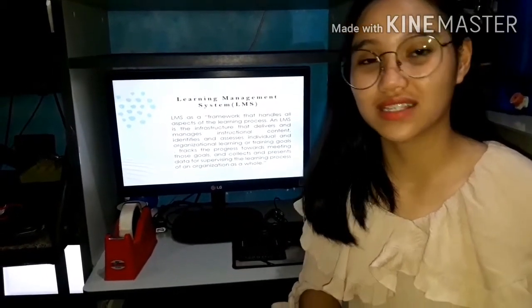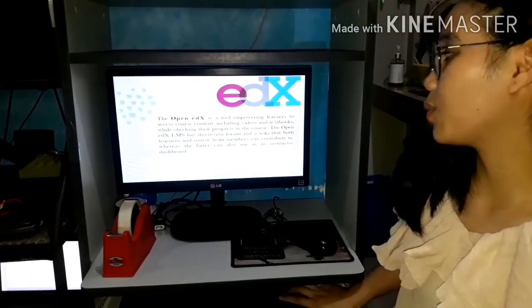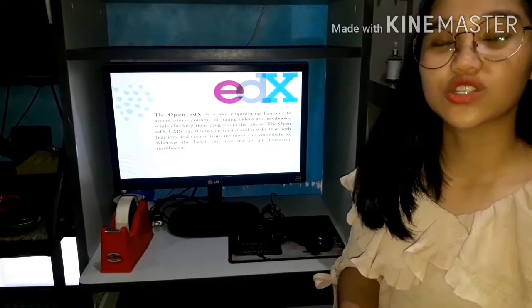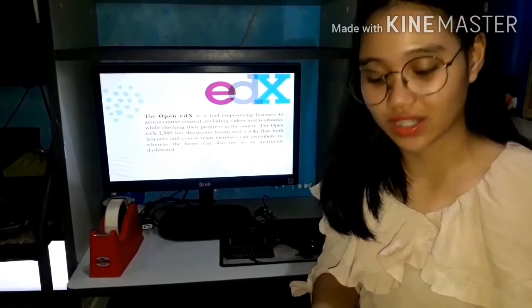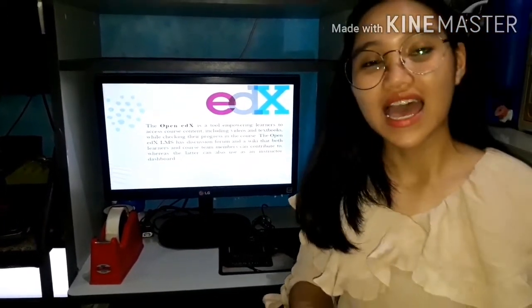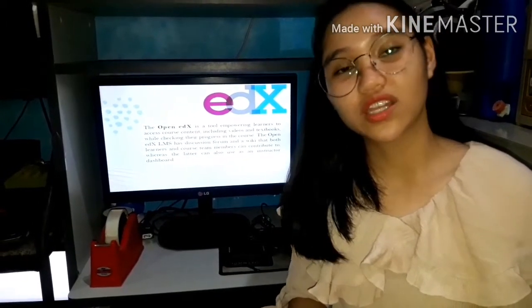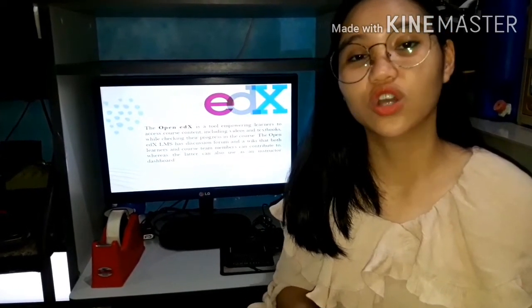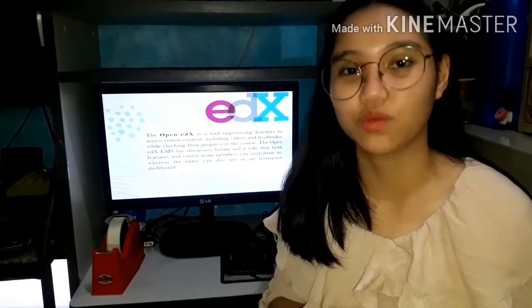So the LMS has examples. The first example for the LMS is the Open edX. The Open edX is a tool empowering learners to access course content such as books, videos, or textbooks. It has a discussion forum and a wiki that both the students or the course team members and the teachers or the instructor can share with or contribute to each other, whereas the latter part can be used as a dashboard.